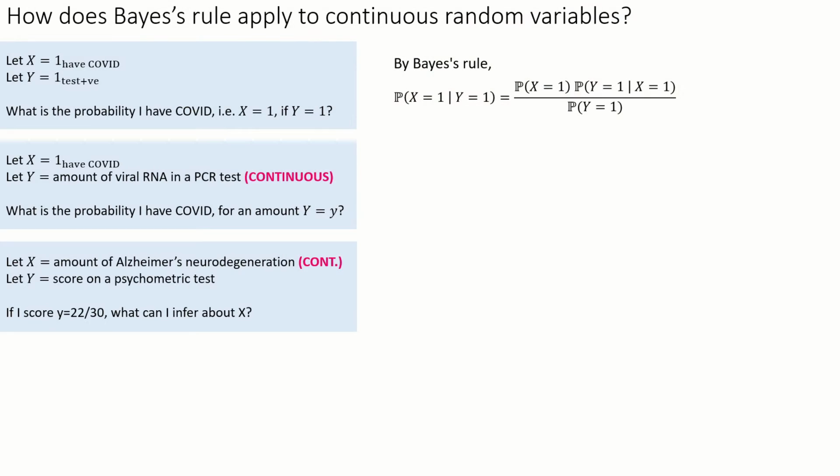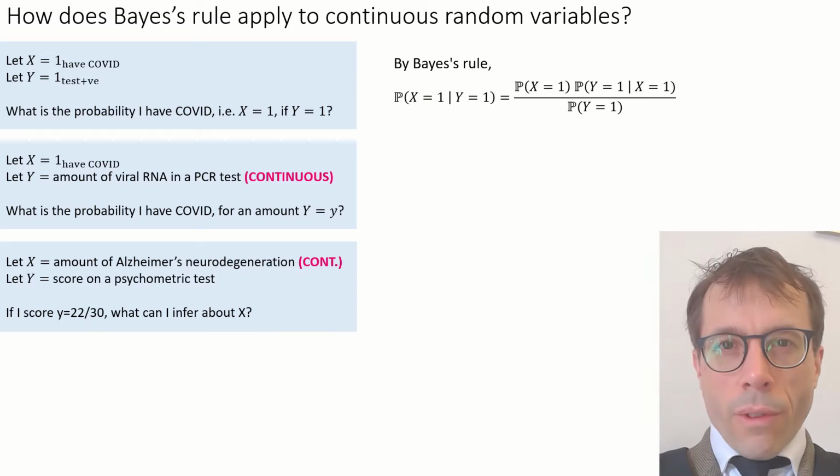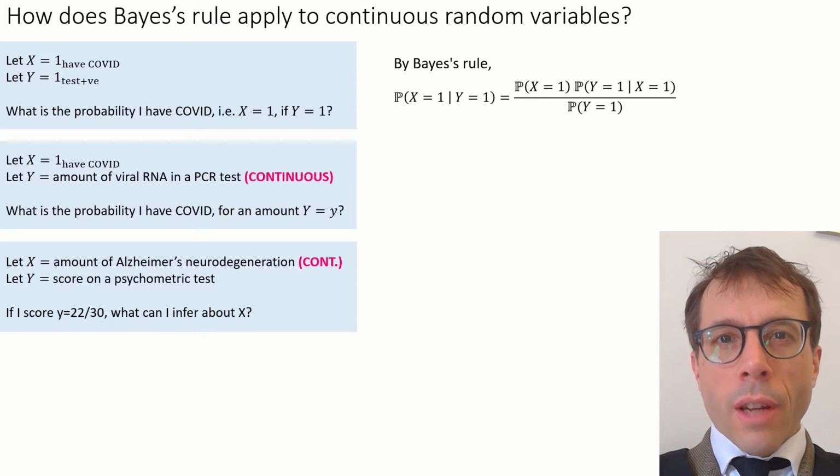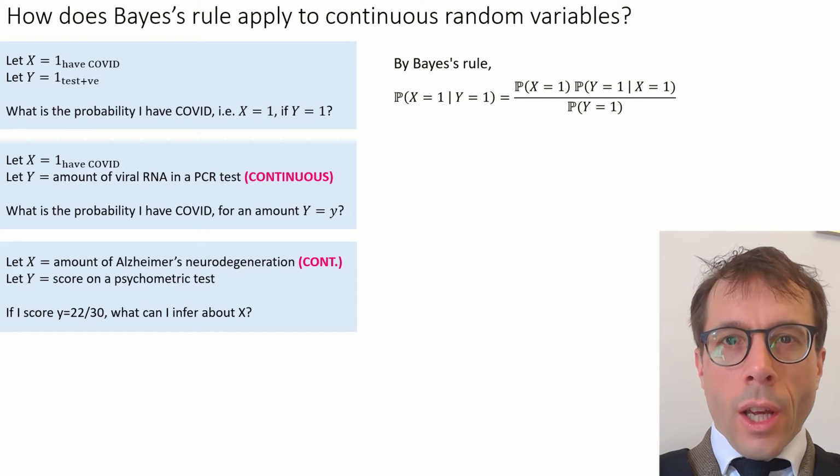I spelt it all out like this, writing out this probability model even though you likely already know Bayes' rule, because next I want to look at continuous random variables, and this is where things get tricky. Here's an example. Here are 2 slight variations of the question. In the first variation, I want to know what's the probability I have COVID for a given level of virus in a PCR test. Here the test result y is a continuous random variable.